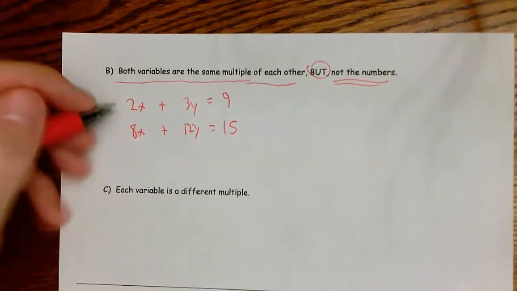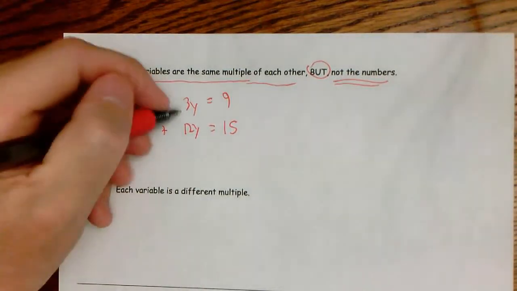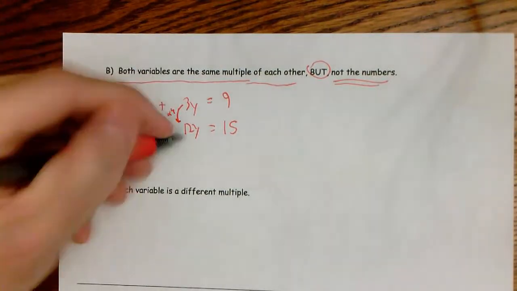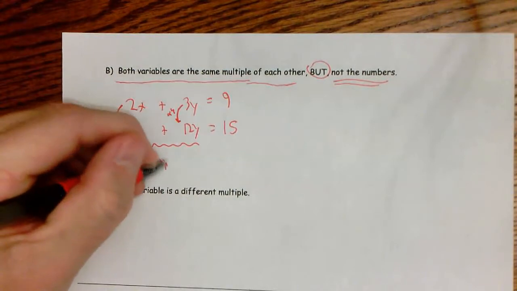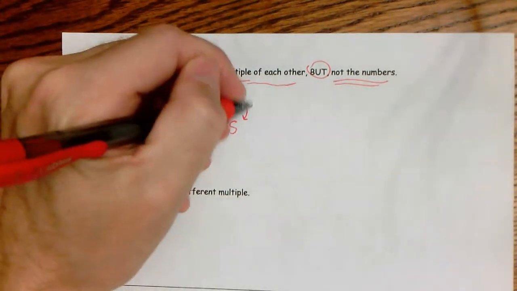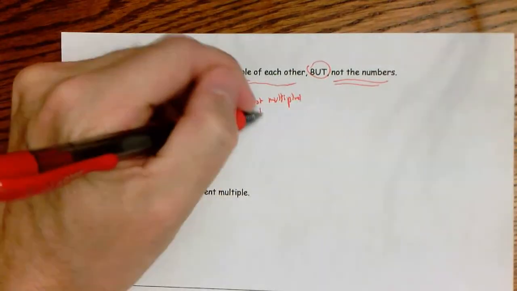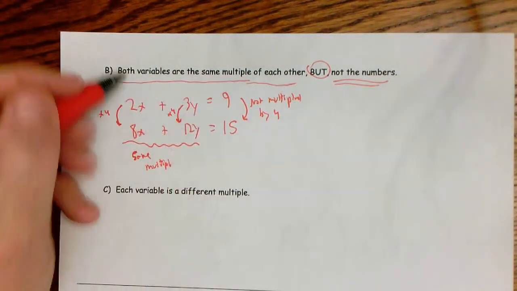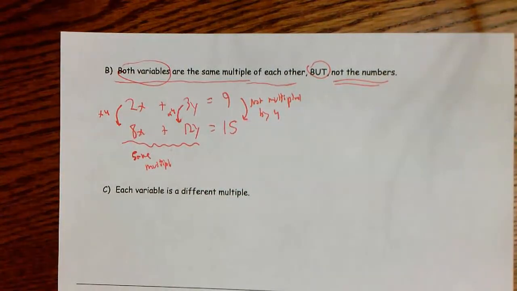Again, it seems like here, for the x's, I can multiply by 4. For the y's, I can multiply by 4. So the x's and y's are the same multiple, but the numbers are not multiplied by 4. So both variables are the same multiple, but the numbers are not.